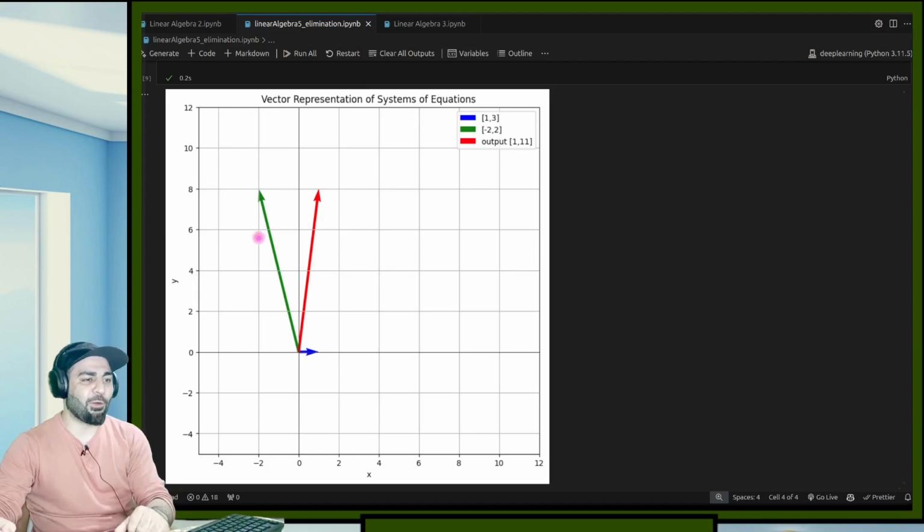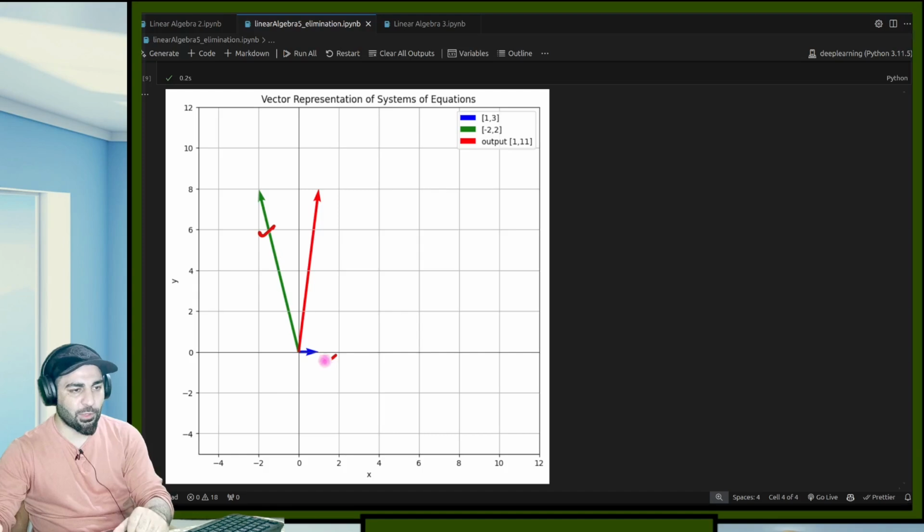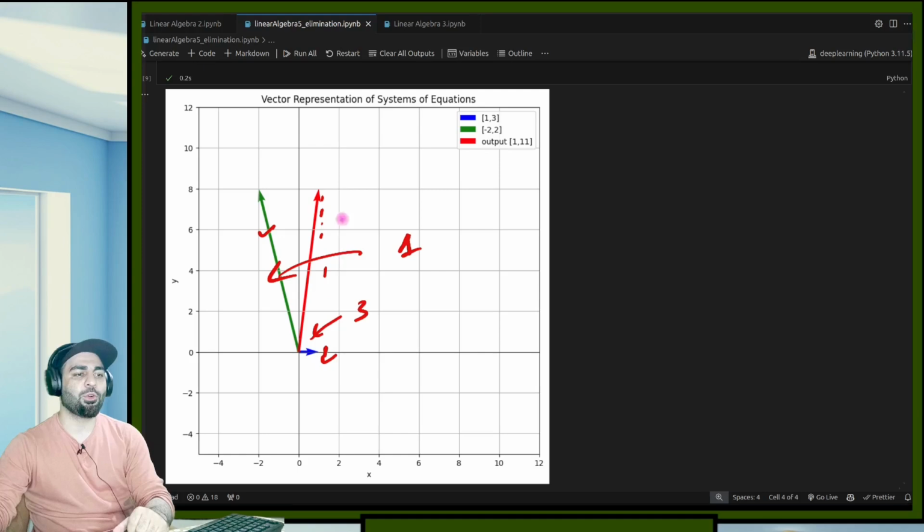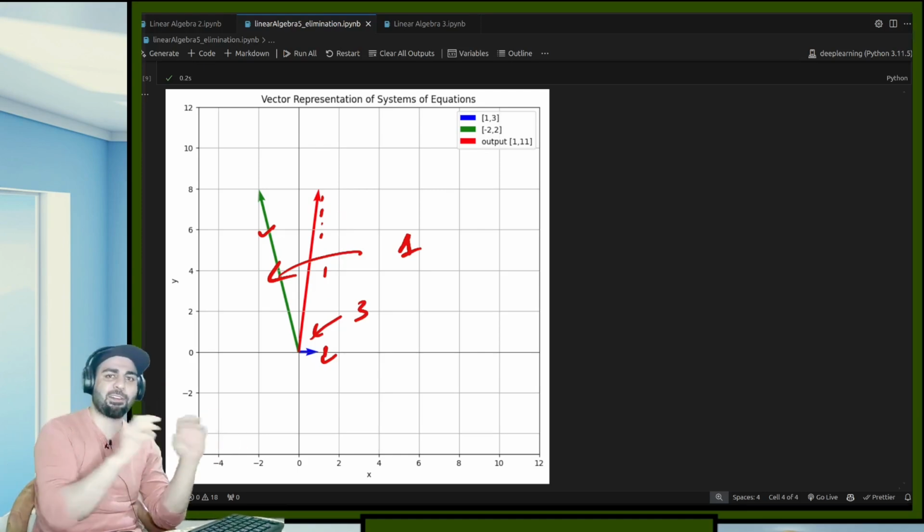You will take 1 of this and 3 of this. If you take 3 of this, you will probably reach over here, and then by the addition law you can clearly see that this is the solution. So you take 1 of this green vector and 3 of this blue vector to reach this. So before transformation, after transformation, nothing changed.